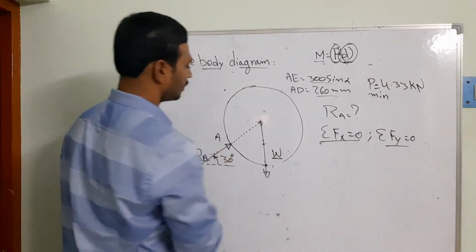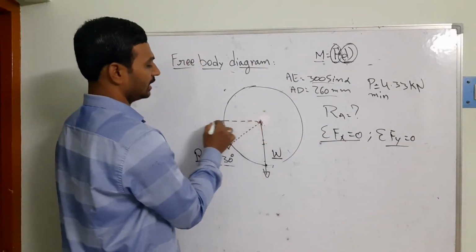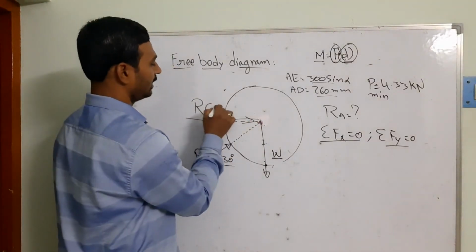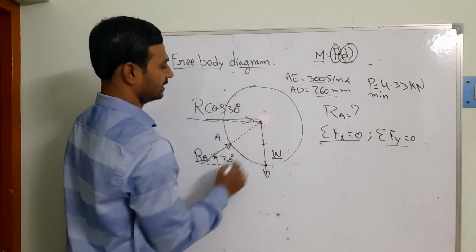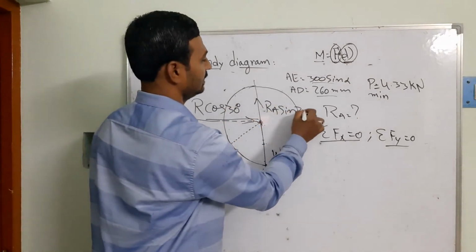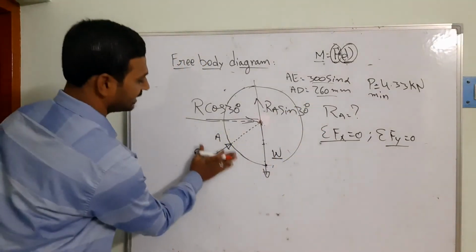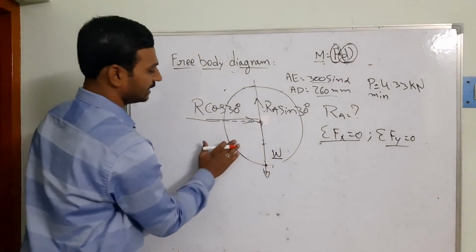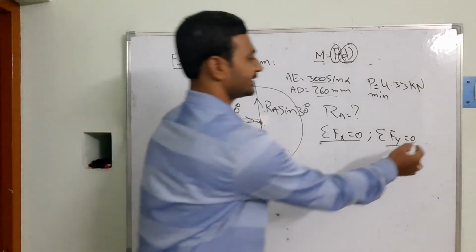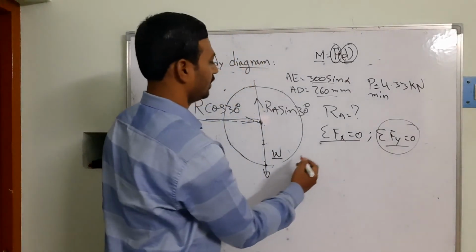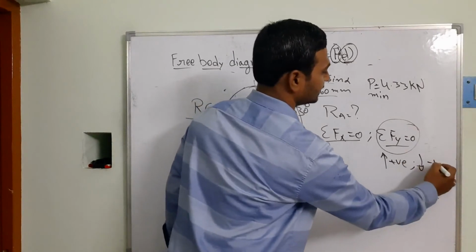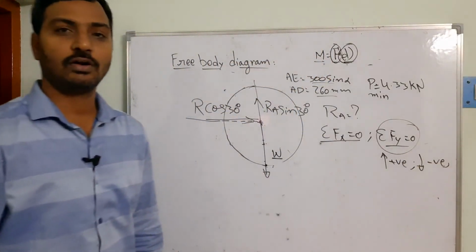So I am going to resolve this force, one vertical and another horizontal. This is your RA. I can take RA cos 30 degrees, and RA sin 30 degrees. This component is the same resultant resolved into two components. Now I use the vertical forces, where the upward direction is positive and the downward direction is negative. The sign conventions we have already mentioned.